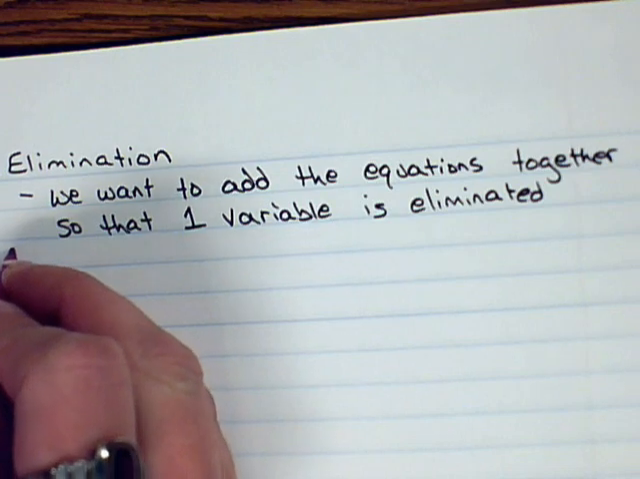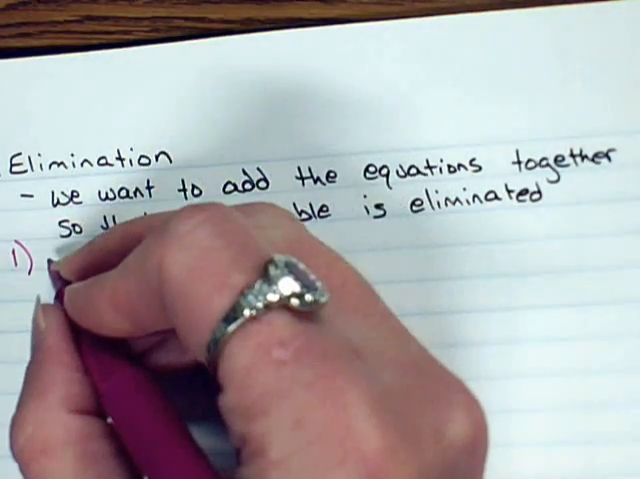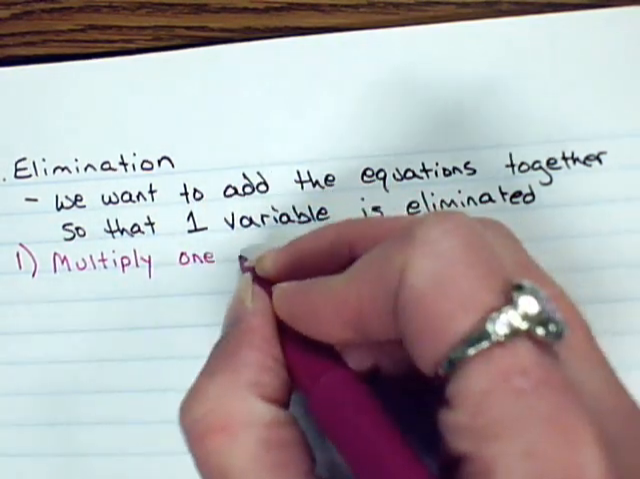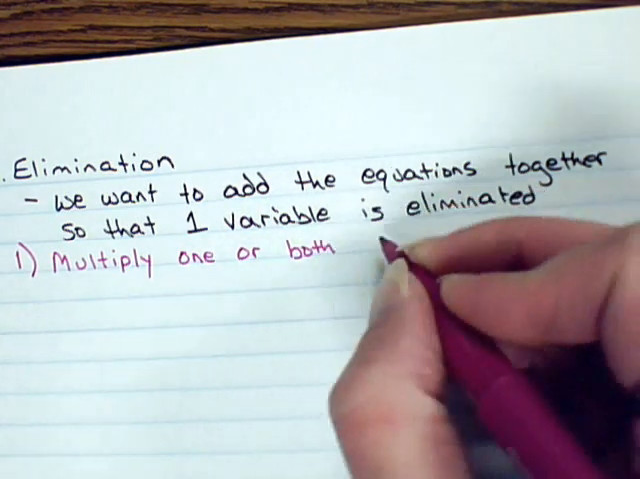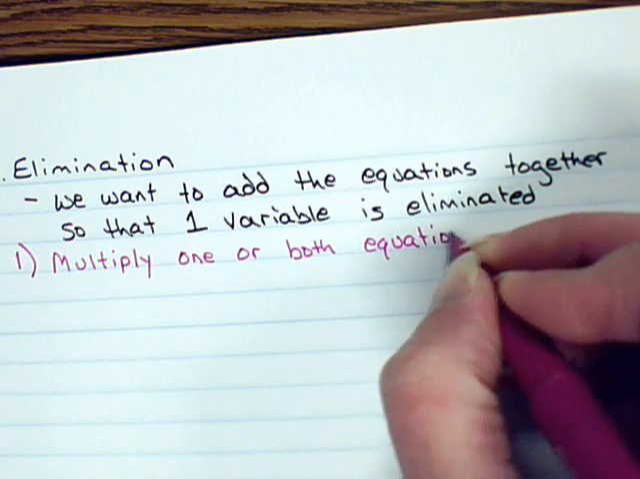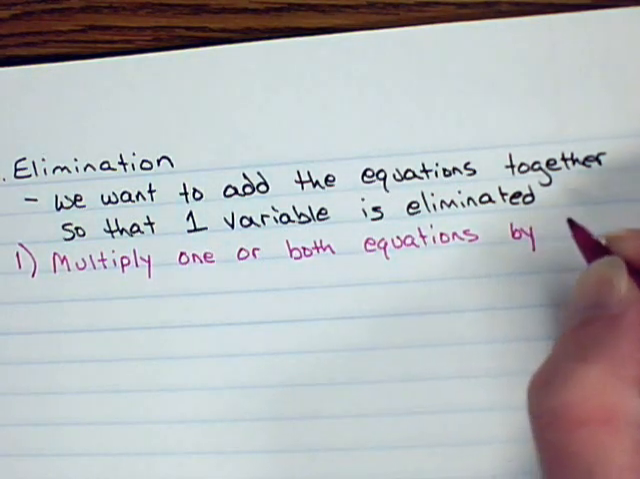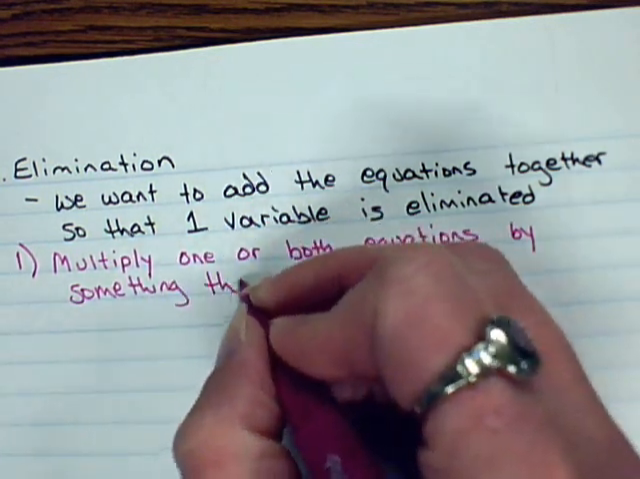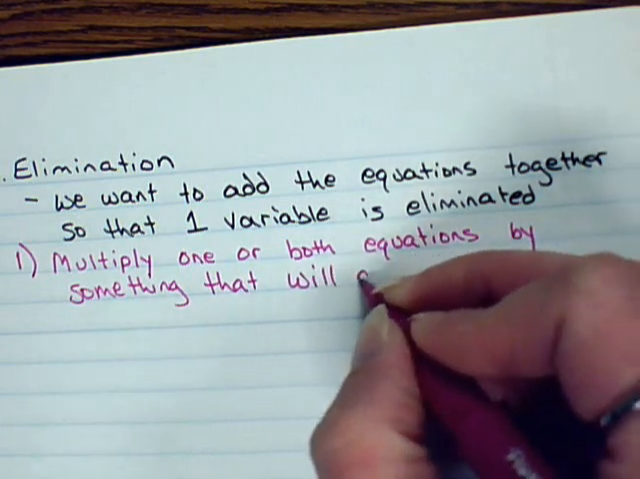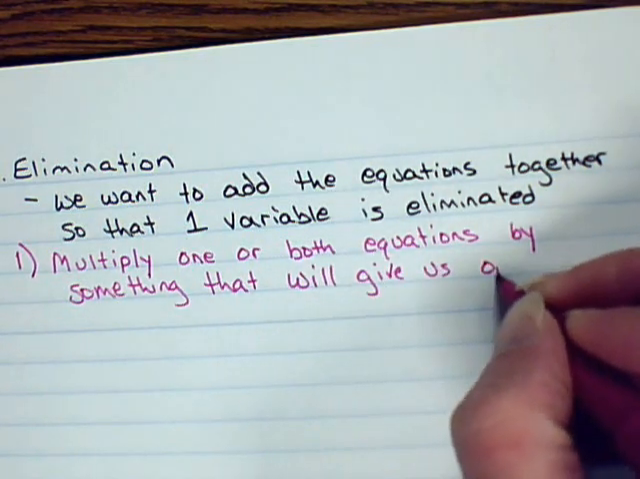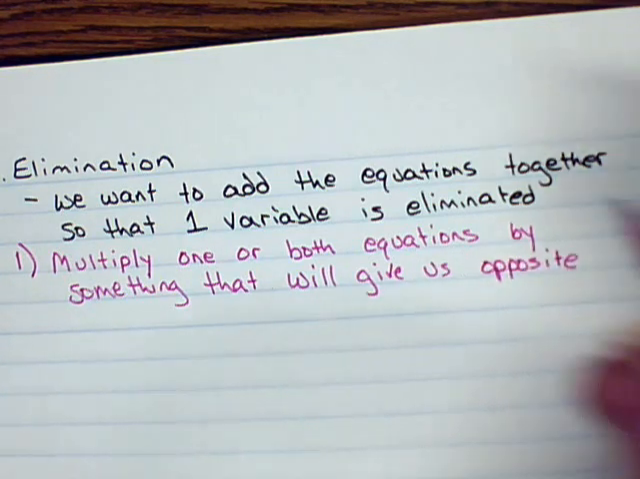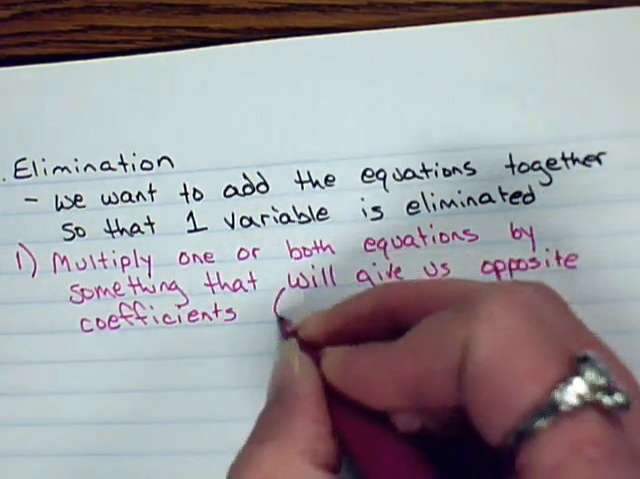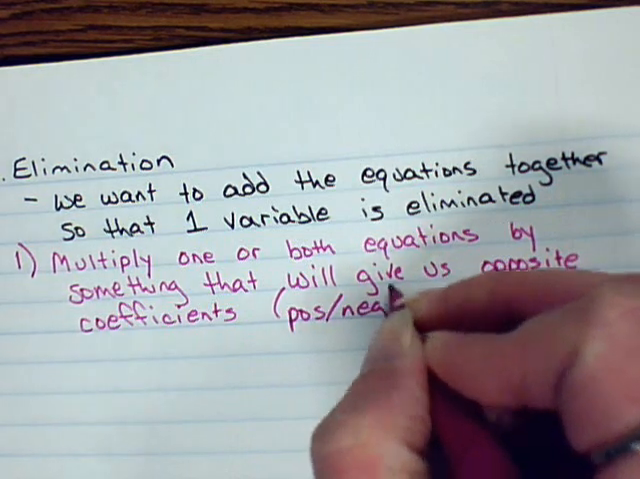What we're going to do is look at the equations and multiply one or both equations by something that will give us opposite coefficients. And when I say opposite coefficients, we're talking about one's got to be positive and one's got to be negative, but the same number.